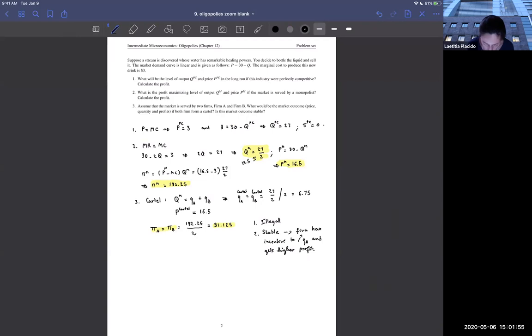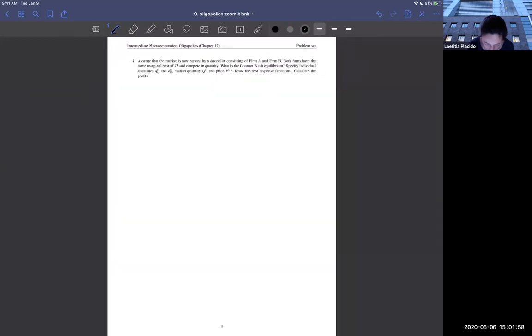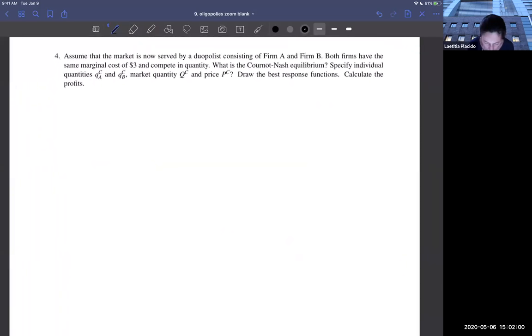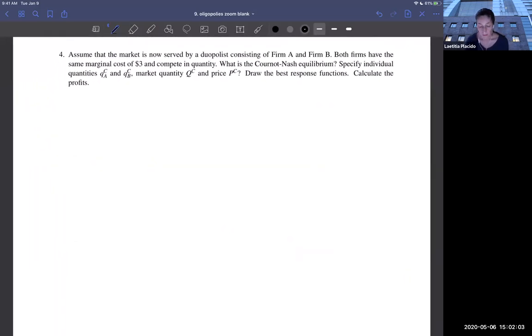So now let's move to question four. So the market is now served by a duopoly consisting of firm A and firm B. And here we are not going to assume that they've made an agreement, okay? So both firms are going to determine their optimal quantity based on the beliefs they have of the quantity produced by the other firm.